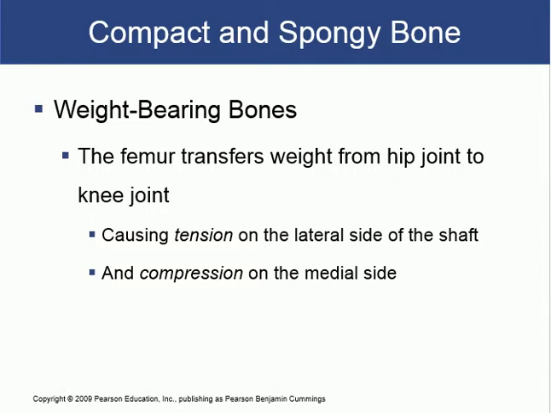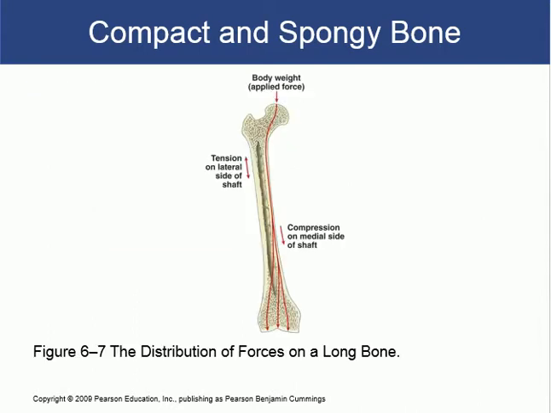Your weight, starting from the skull, the weight of the body, goes down to the vertebral column, from the vertebral column to the pelvic bone, then to the femur. So the femur is transmitting or transferring the weight from the hip to the knee. It goes like this.